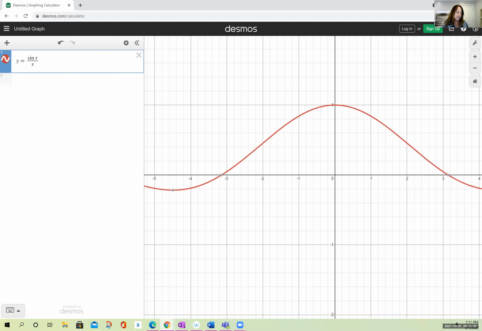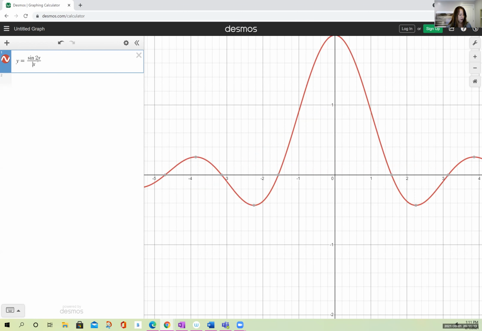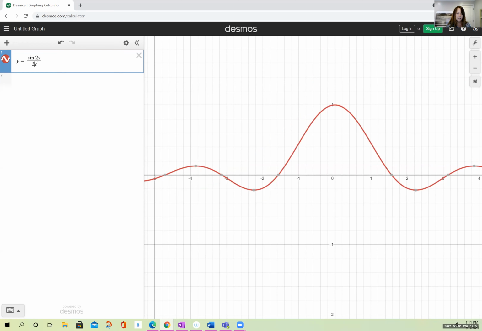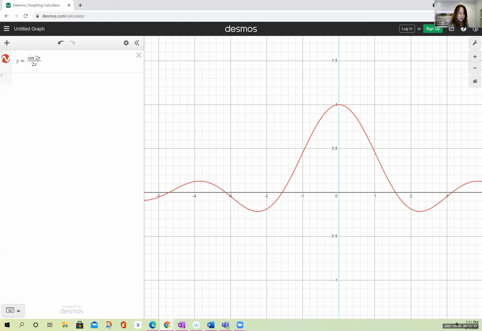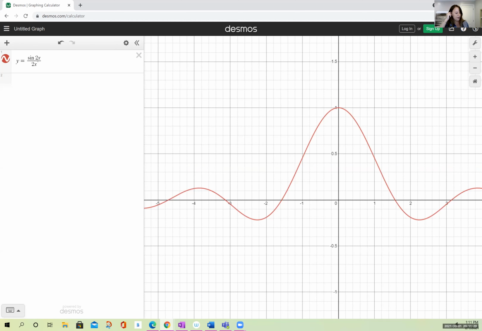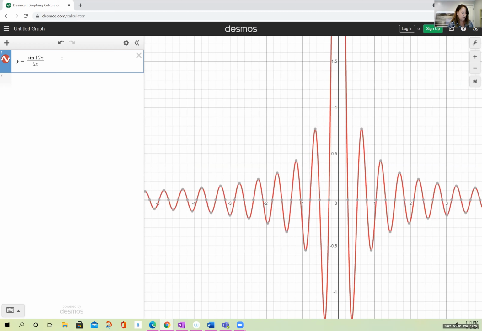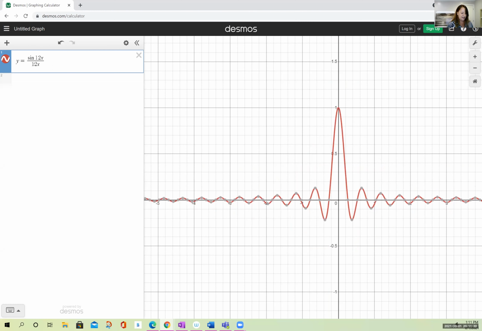But notice it doesn't affect it. If I change my angle, let's say sine of 2x over 2x, that limit, as I'm coming in from the left and the right, I'm getting back 1. So any angle or real number I put in there, as long as I'm dividing by that, it's always going to come back 1.